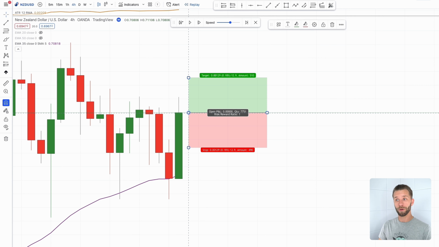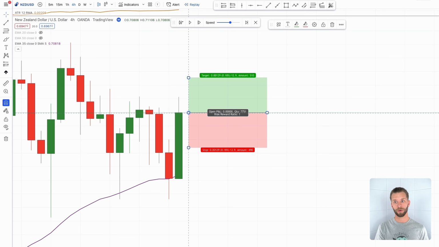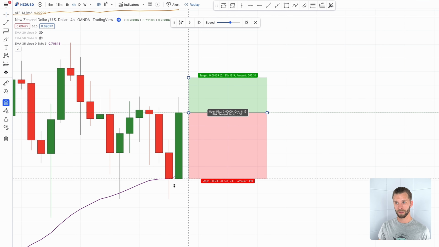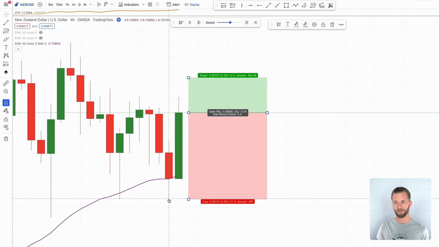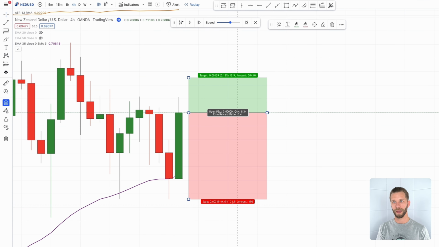For this, we're going to go to our entry steps because this will vary per strategy once again. Entry step number 3: set stop loss 1 ATR below the swing of the second or third candle. ATR is taken from the third candle. So I'm going to find the swing low, as in the lowest point of these two candles, which would be the second candle here. It has a big long wick down here, which says it's 31.9. So we set the stop loss to the swing low plus 1 ATR.